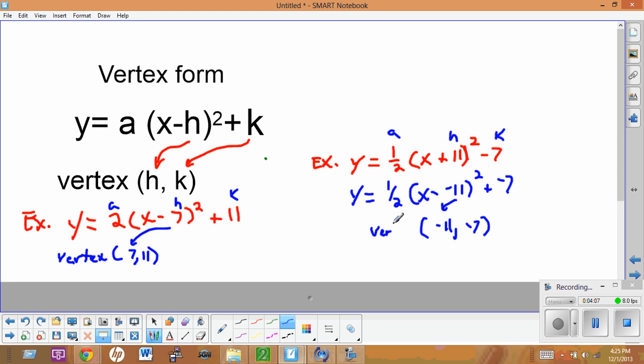Okay, this is vertex form, and this is the vertex. Now once we have the vertex, we're going to use it to go ahead and use our graphing techniques. So let's go take a look and see what that looks like.